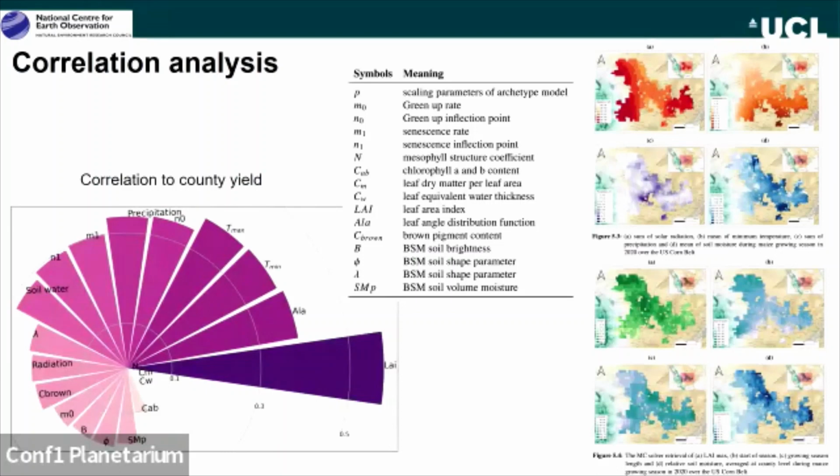And then we did a simple correlation analysis between our weather information and also archetype retrieval to the county level yield. On the left-hand side, that's a polar bar plot where the longer the bar and the darker the color, the higher the correlation. The leaf area index magnitude is highly correlated to the final yield, but other parameters such as the leaf angle distribution, temperature, and phenology parameters are also quite important.